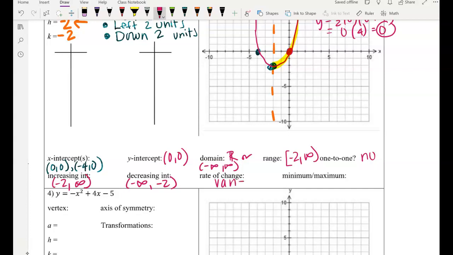Rate of change, students, is going to vary, right? We have a minimum value again at negative 2. Now, because this is in intercept form, we don't really need to use the tables.